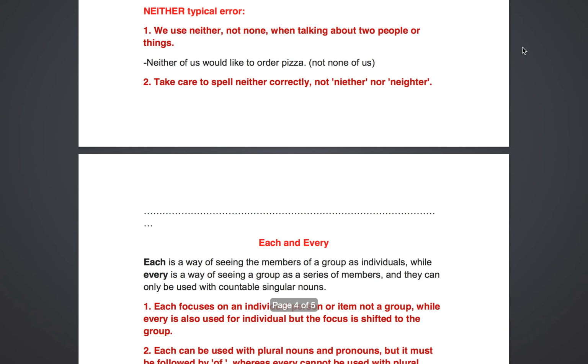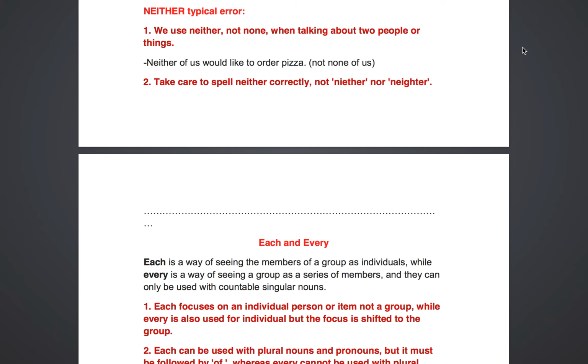Here we have some errors that everyone makes with neither. We use neither, not none, when talking about two people or things. None is a different thing that you can use to refer to things, but as a correlative conjunction here you have to use neither, not none, when talking about negative things.